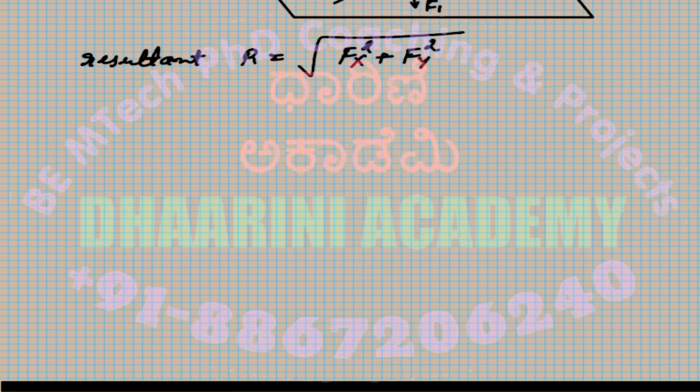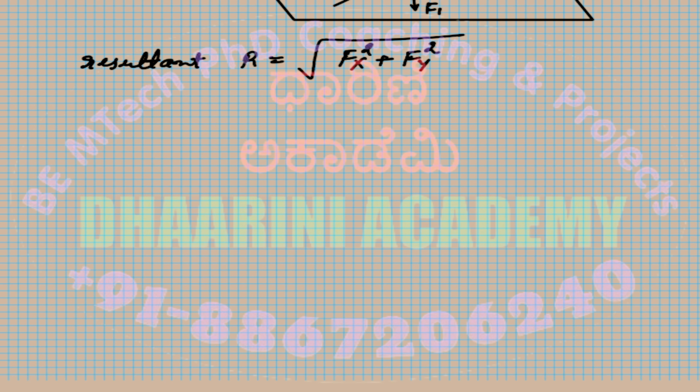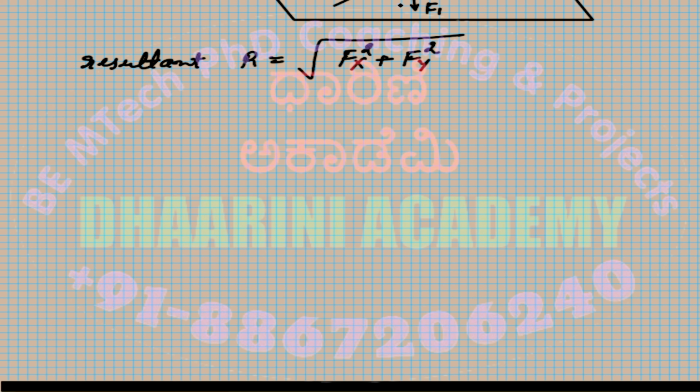The resultant R is equal to root of forces along x-axis whole square plus forces along y-axis whole square. In the sense, you split the given force system, every force has to be split into x and y components, Fx and Fy. So take the Fx component, take a sum. And I'll make a modification in the equation just to give you a clear idea of what exactly we are doing.